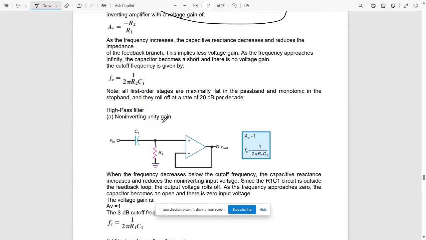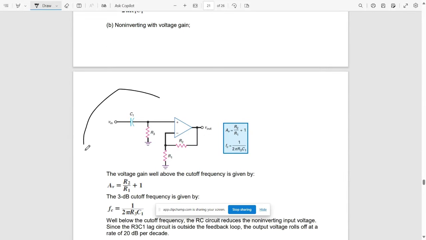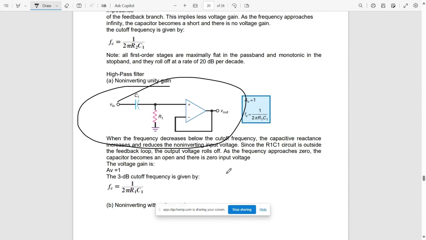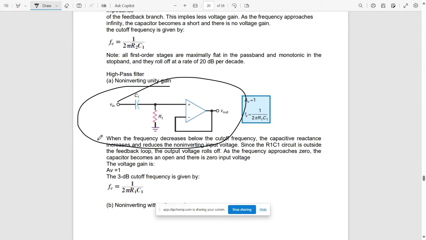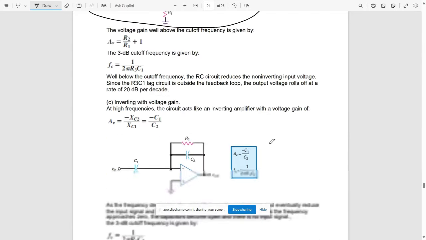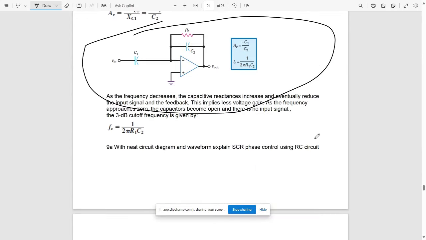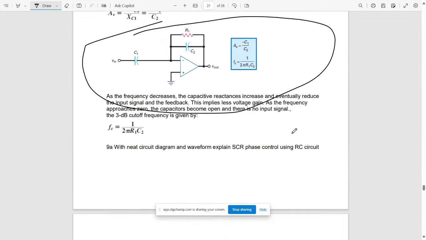And also for high pass filter, again the same thing: non-inverting unity gain, non-inverting with voltage gain. Write all the expressions again. Pause the video and refer to it. You need not write all these points; you can write them in short points. The circuits and expressions are very, very important. First, make a note of those things. All the expressions and circuits are there, right? Those things are very, very important. Wherever I'm marking, you need to write all of those in your exam. Okay, yeah, so that's all.